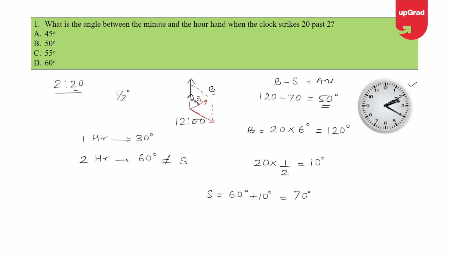Please understand, in the options, you would also get 120 minus 60, that is 60 degrees. But that's not my correct answer. My correct answer is 50 degrees, that is option number B.